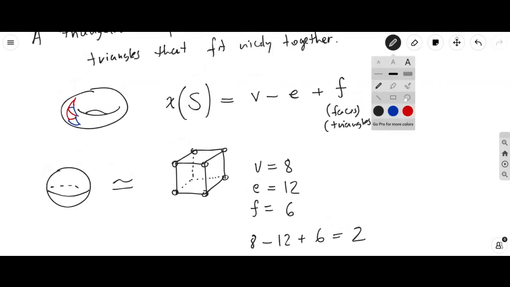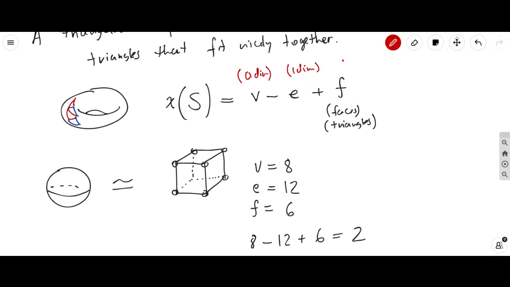By the way, this is the way you memorize the pattern. Vertices are 0-dimensional, because it's just a point. Edges are 1-dimensional, and faces are 2-dimensional. And then the pattern is plus, minus, plus, minus, plus, minus, and so on. So it's an alternating sum. You start with the smallest dimension and you alternate it.